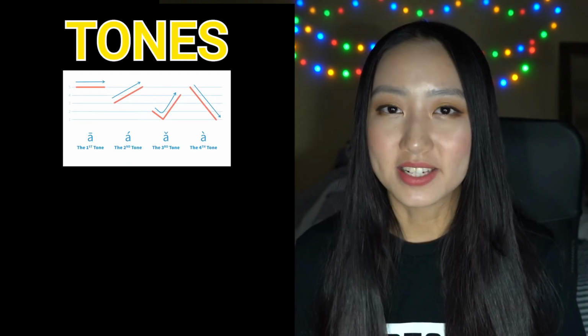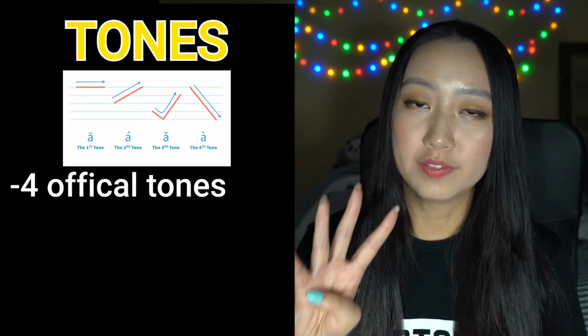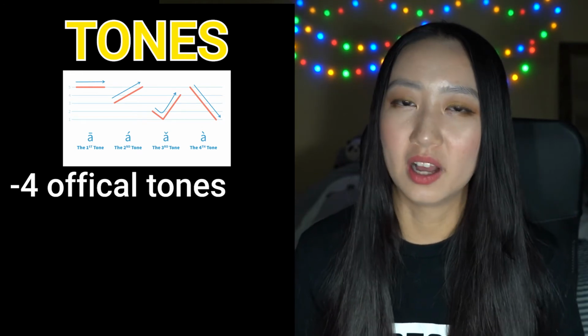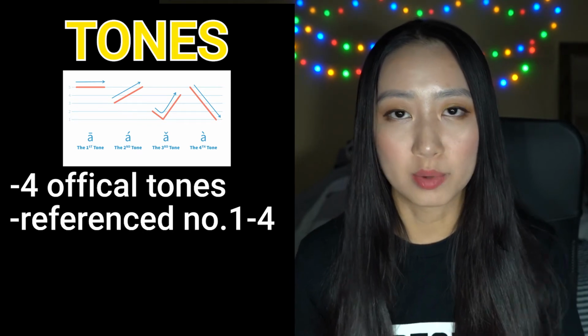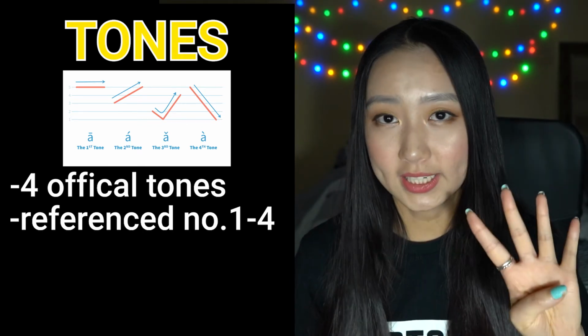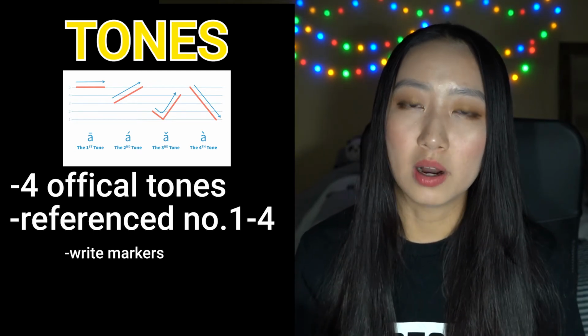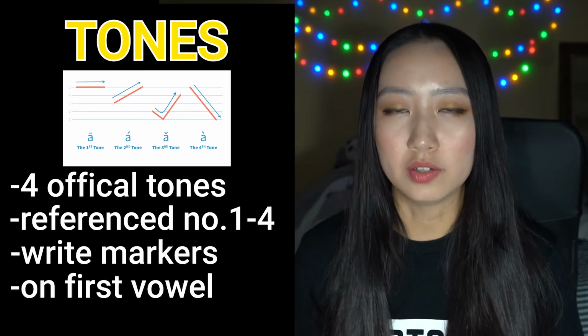Wow, that takes us to the third and last section of the Pinyin breakdown, and that is the tones. So as many people know, Chinese is a tone-based language, and Mandarin Chinese specifically has 4 official tones and 2 unofficial tones that are just part of the everyday spoken part of Mandarin Chinese. The tones are usually referenced as number 1 to number 4 academically, based off of the ordering of the markers. And when you write them in Pinyin, you write them as a marker sign that goes on top of the first vowel of each character.